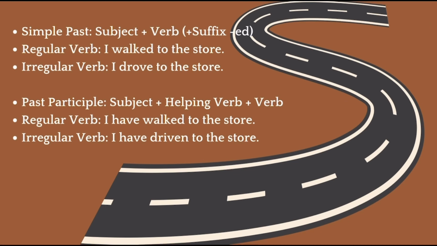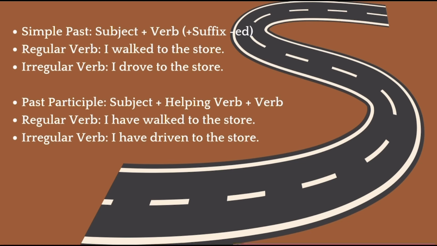The simple past is just our subject and our past tense verb. So for example, for a regular verb, that might be I walked. I walked to the store. We have the subject, I. We have that past tense verb with the ed on the end, walked. But then let's say we wanted to take drive and put it in the past tense. Drive is an irregular verb. So instead of saying I drived to the store, that's wrong, we would say I drove to the store. That's all there is to the simple past. No helping verbs, nothing in between, just subject, verb.